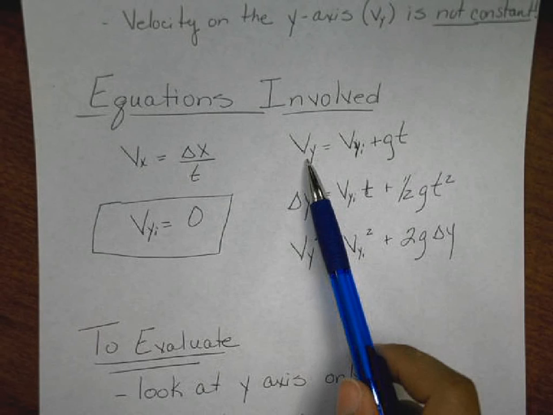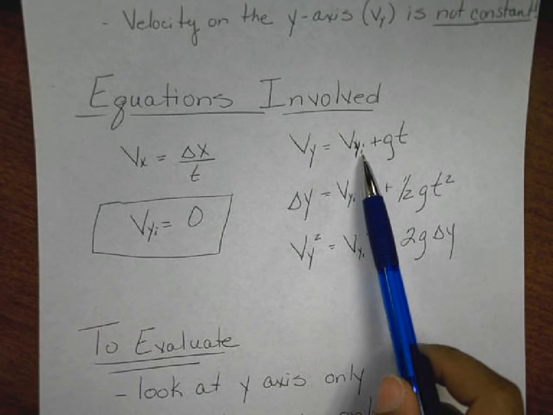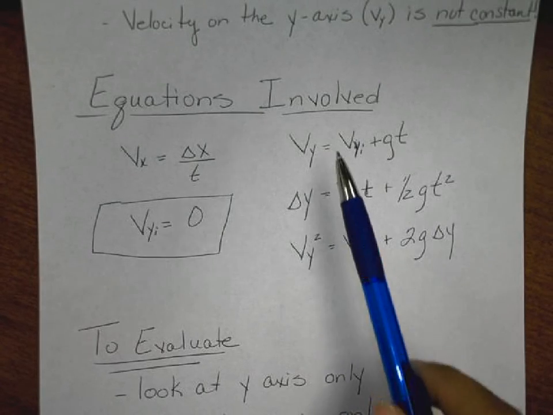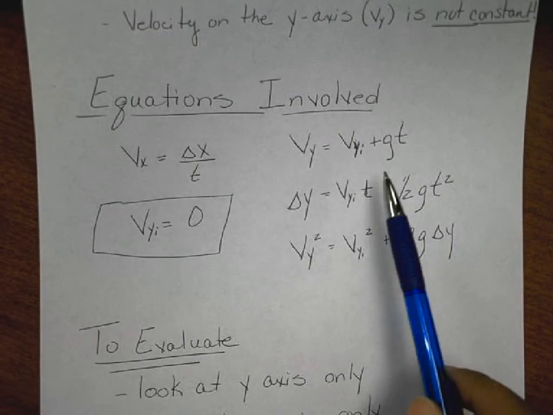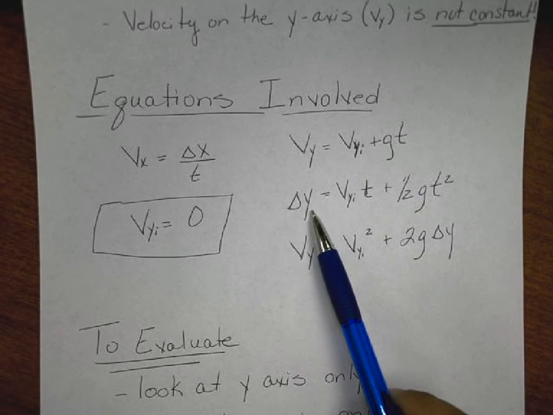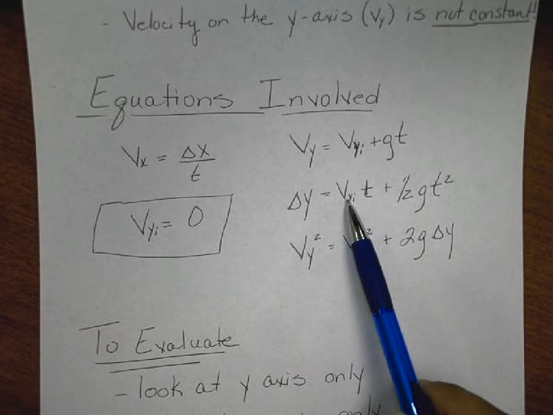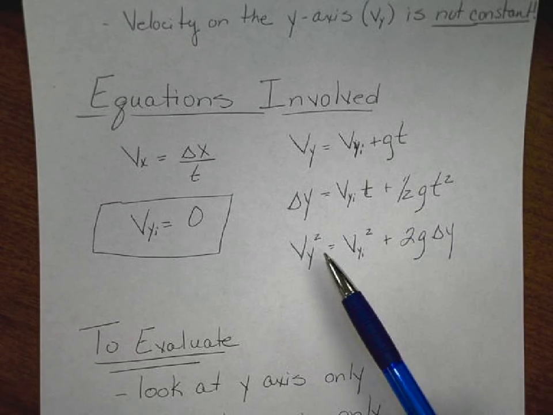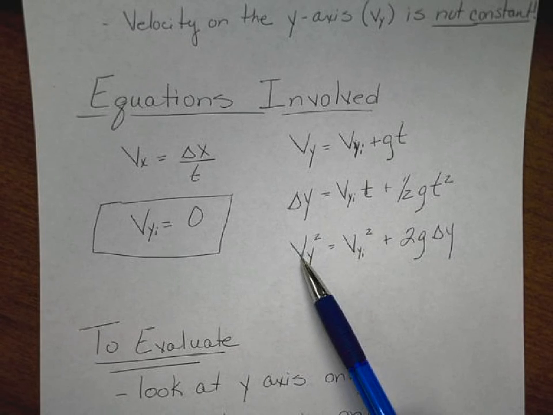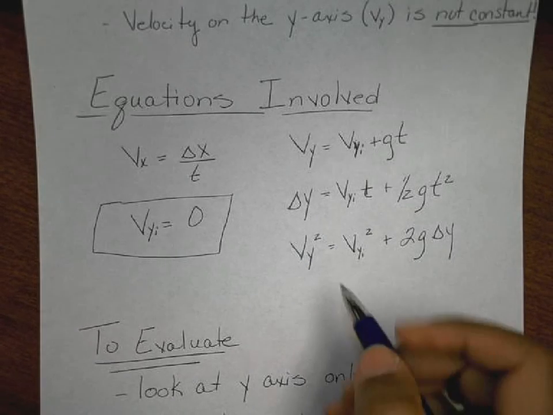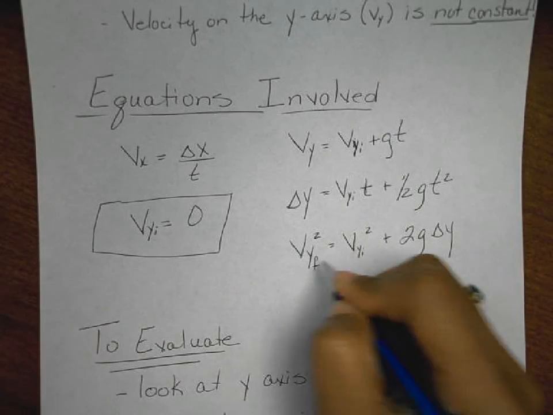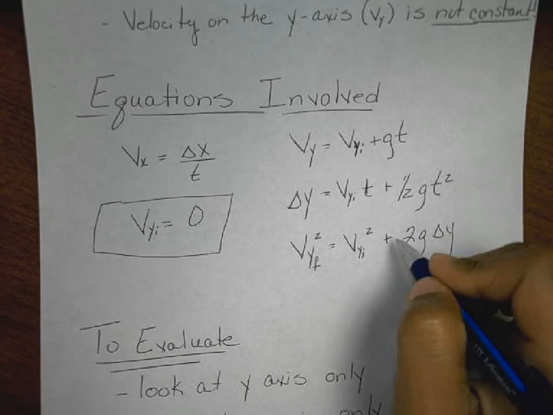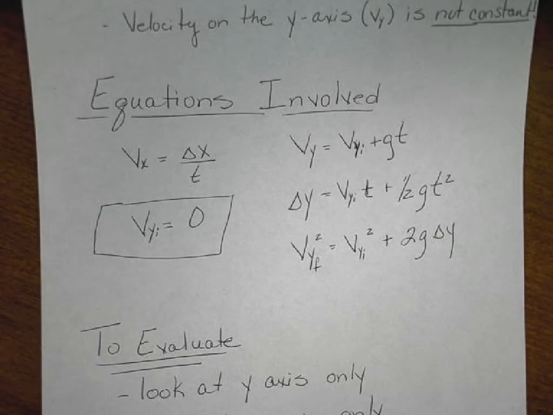We have velocity on the y is the initial velocity on the y plus gt. Remember, the speed on the y-axis is changing. It's accelerating, so we have to use this equation. We also have the height. The height is equal to initial velocity on the y times time plus 1/2 gt squared. You should know this one. And we have a velocity equation, which is velocity on the y final is equal to velocity on the y initial squared, that is also squared, plus 2g delta y.